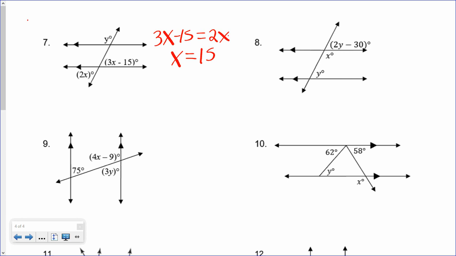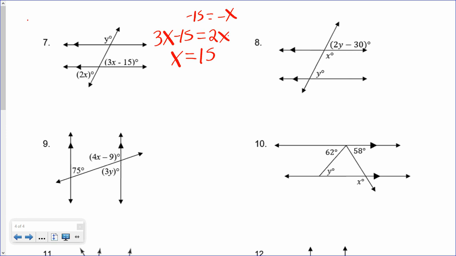Yes? You can subtract the 3x to this side, in which case you would get negative 15 equals negative x, but then you have to divide by a negative to get the x to be positive.